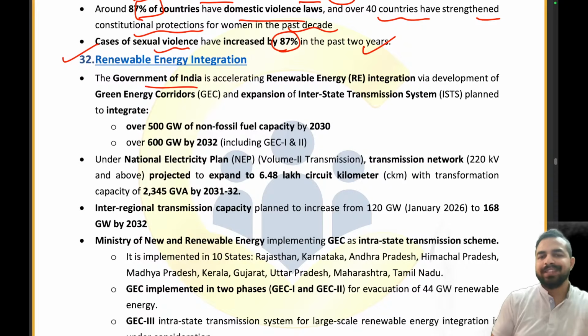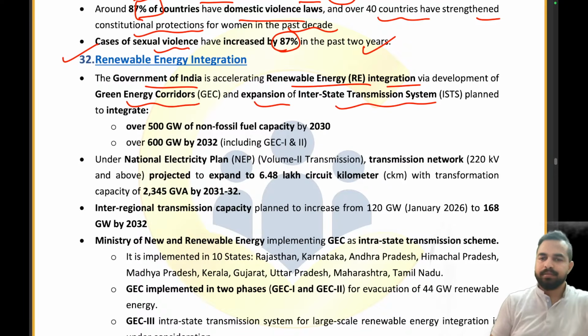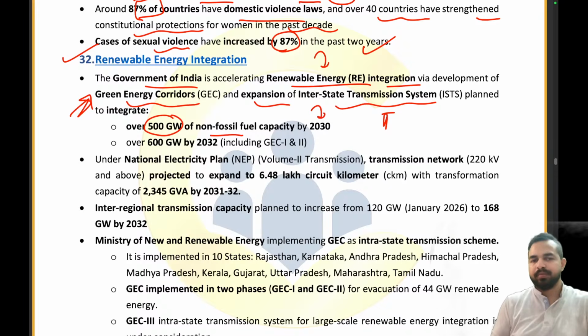So the government of India is accelerating renewable energy integration via development of green energy corridors and expansion of the interstate transmission systems. So basically renewable energy is being integrated. How are we doing that? By the development of green energy corridors. We are expanding the interstate transmission systems. So basically we have integrated over 500 gigawatts of non-fossil fuel capacity by 2030. Over 600 gigawatts by 2032.